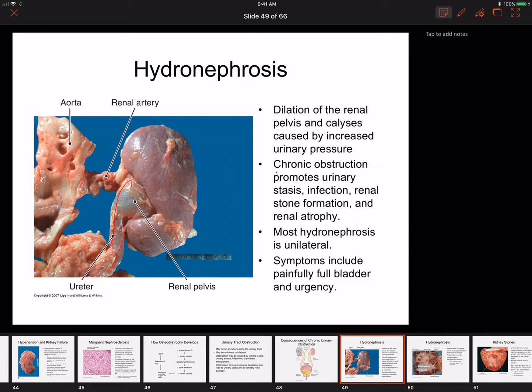Now this is usually the case when we have chronic type of obstruction, and let's say a stone here, that stone will block urine output, so the ureters will dilate, the kidney will dilate. That's why we usually see it unilaterally.